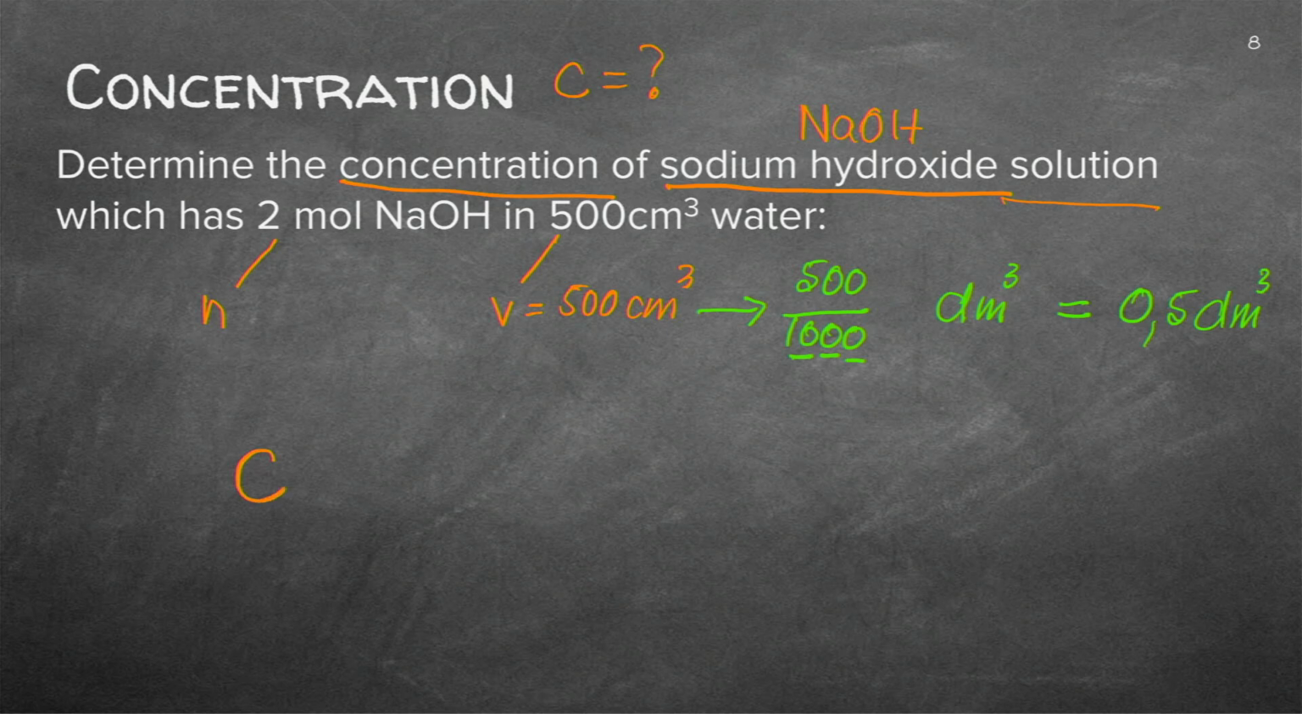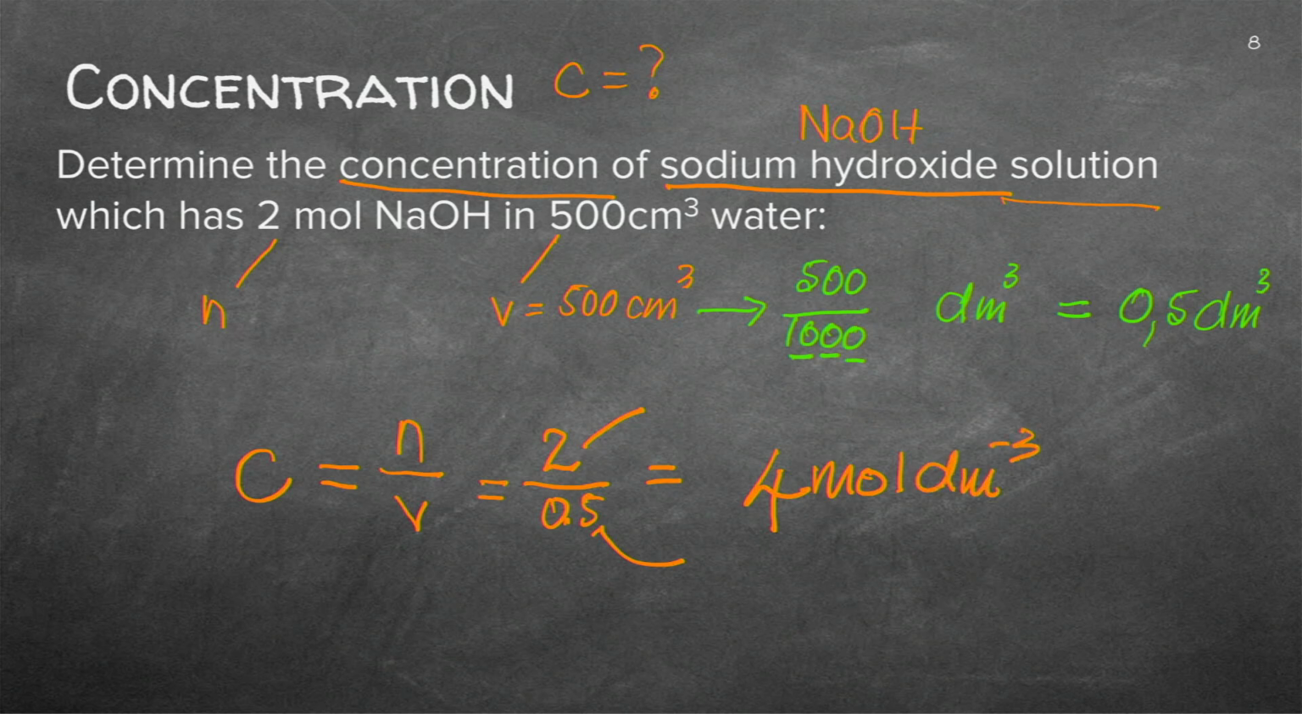I want to calculate the concentration. I've got the moles, and now I've got the correct volume. I'm going to put the 2 over the 0.5. That will give me a value of, for what? This was mole, and this was measured in cubic decimeter. So my answer is 4 mole per cubic decimeter. That's the concentration of sodium hydroxide if I take 2 moles of it and I dilute it with 500 cubic centimeter, or I make a solution.